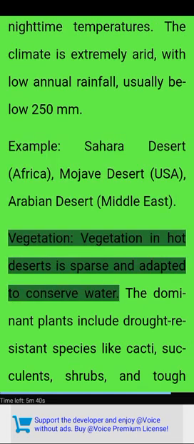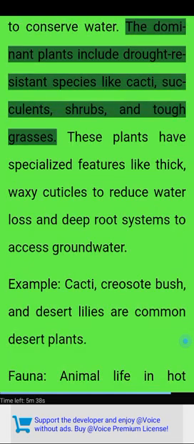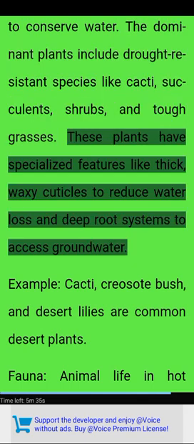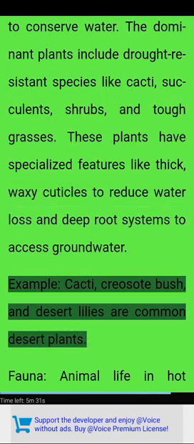Vegetation. Vegetation in hot deserts is sparse and adapted to conserve water. The dominant plants include drought-resistant species like cacti, succulents, shrubs, and tough grasses. These plants have specialized features like thick, waxy cuticles to reduce water loss and deep root systems to access groundwater. Example, cacti, creosote bush, and desert lilies are common desert plants.